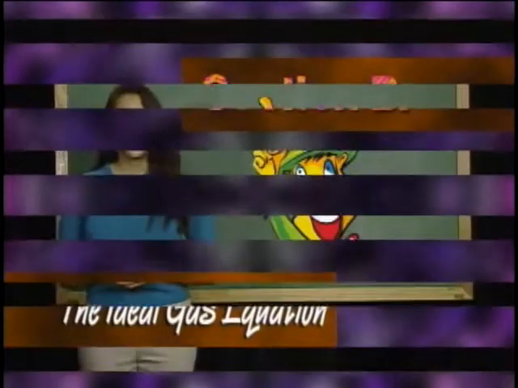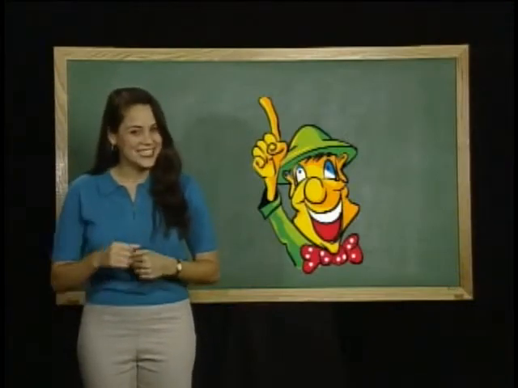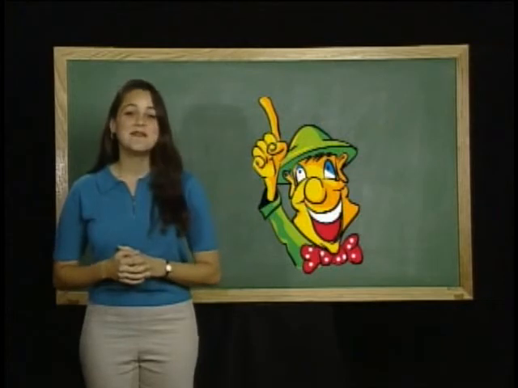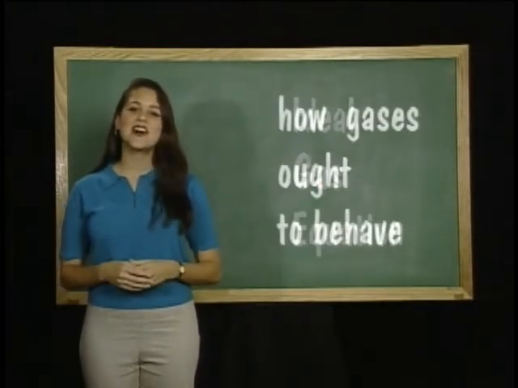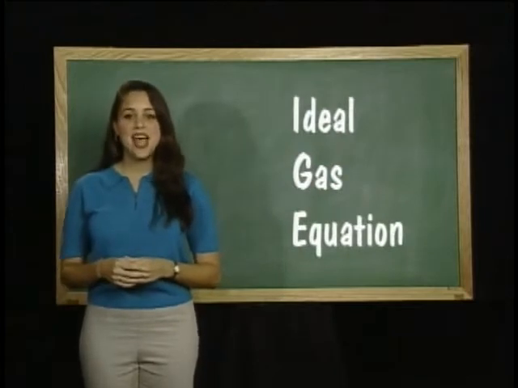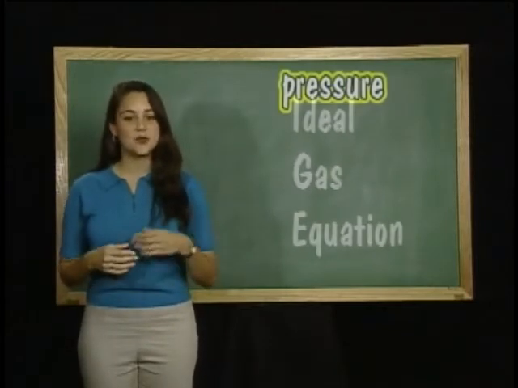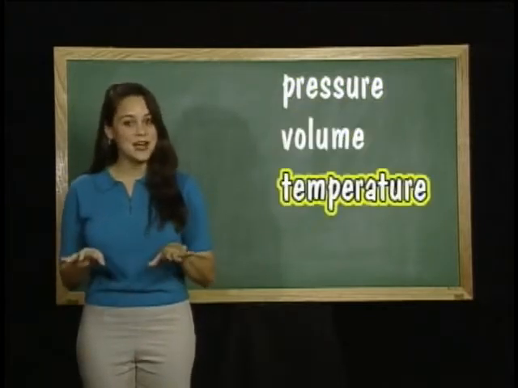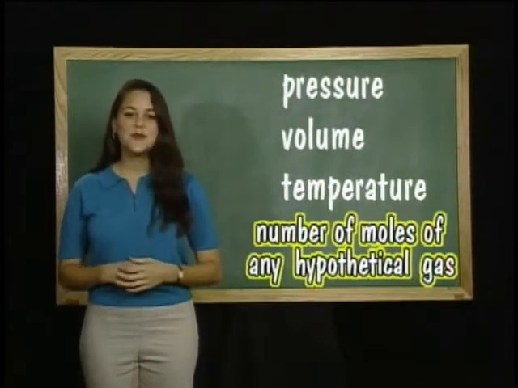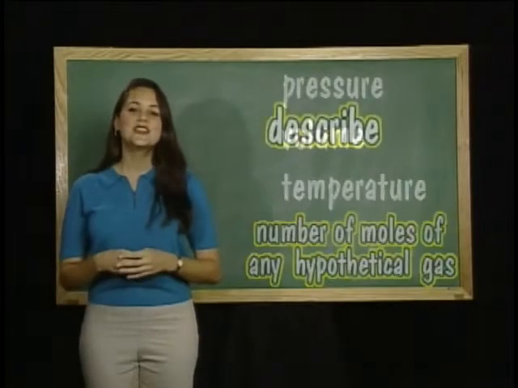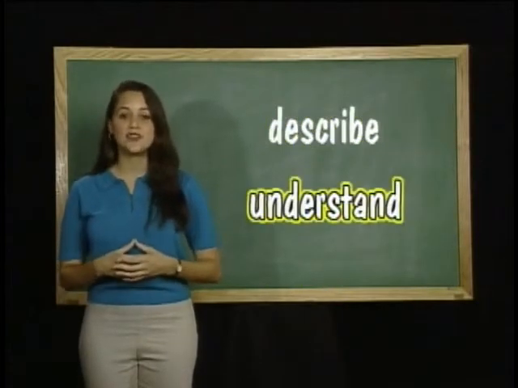Section B, the ideal gas equation. Chemists, wacky idealist dreamers that they are, came up with an equation to describe how gases ought to behave. It is called the ideal gas equation, and it is useful because it shows us the pressure, volume, and temperature, as well as the moles of any hypothetical gas. We use this equation constantly to describe and understand the behavior of gases.